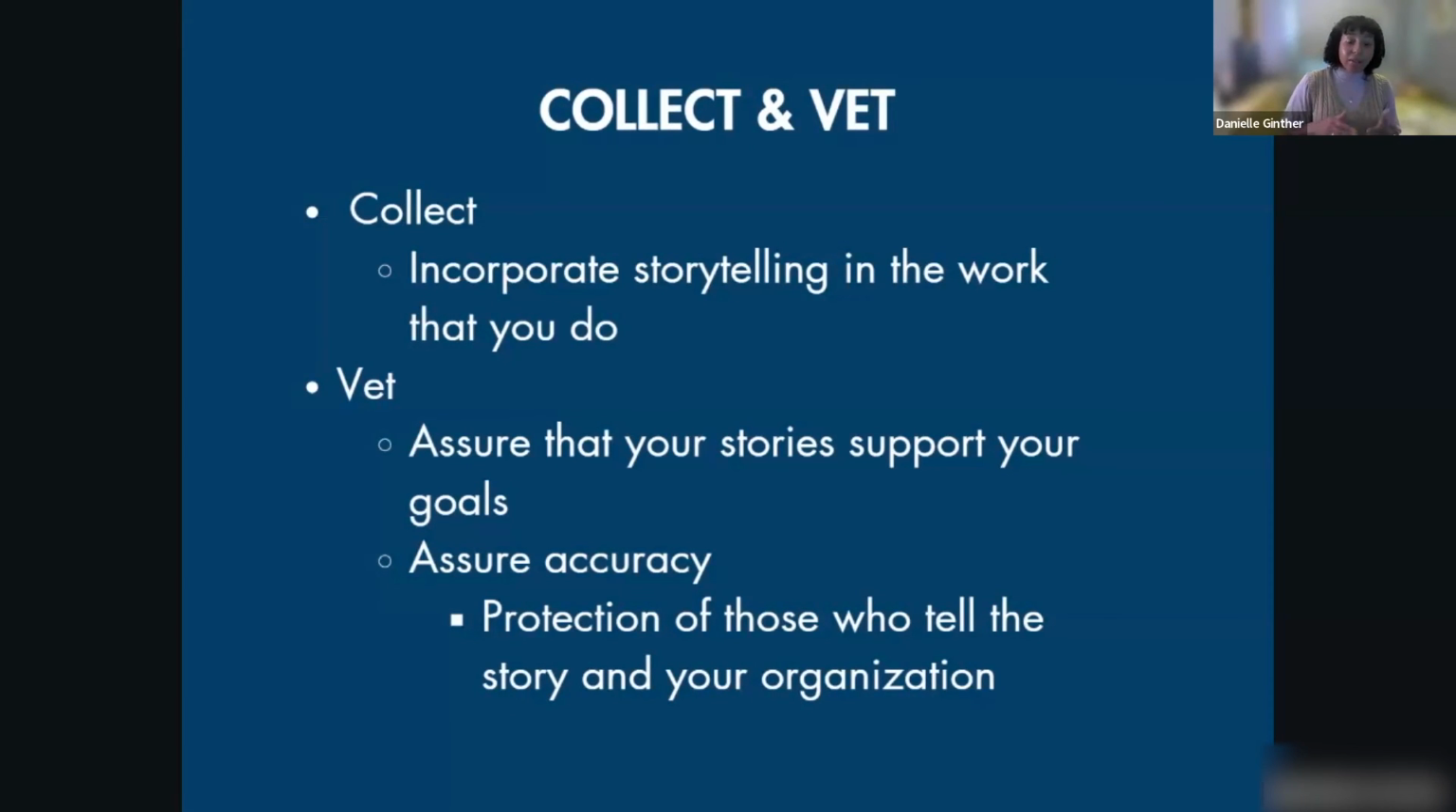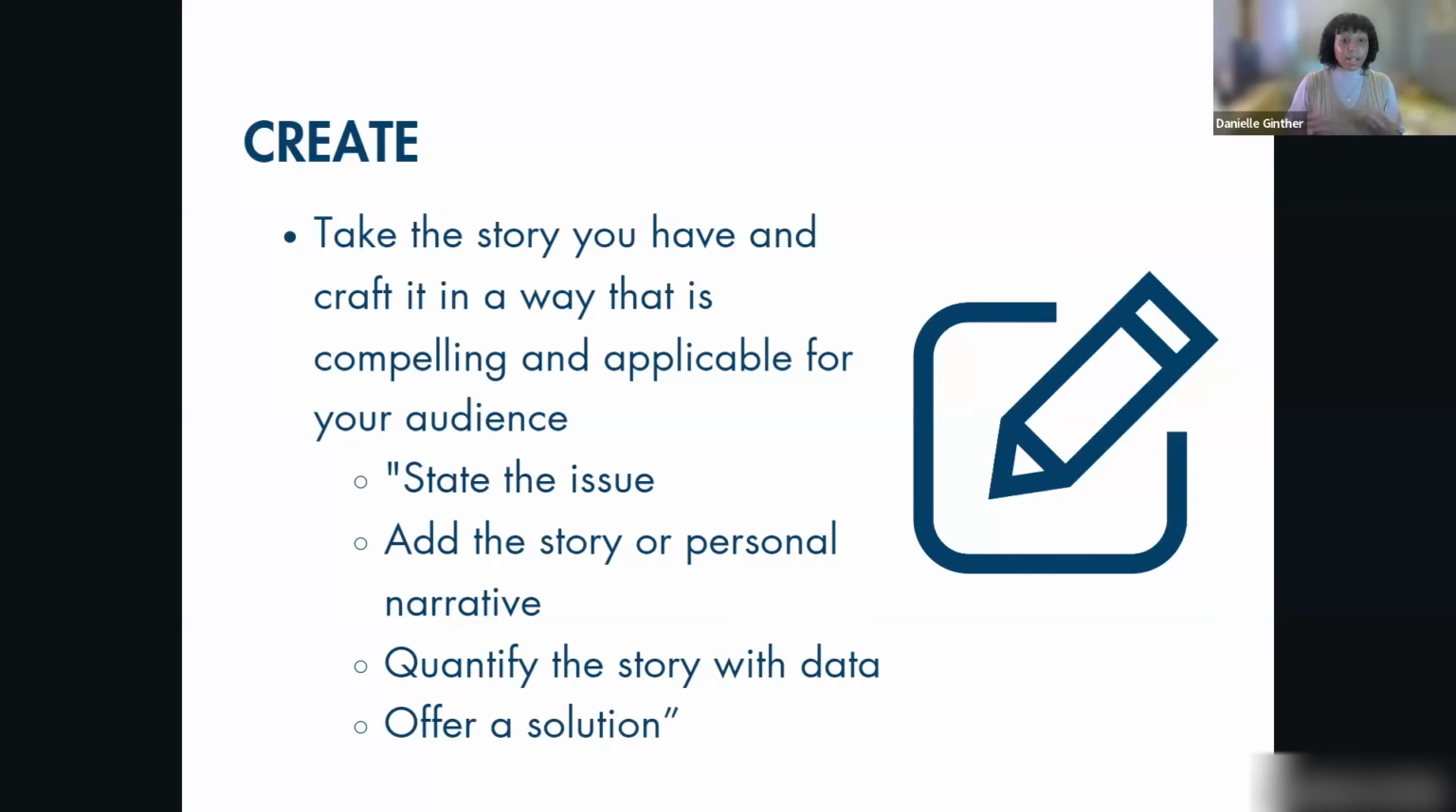And then vet. So assure that your stories support your goals and assure accuracy. Vetting is about protection. So making sure that the people that do share their stories are protected and that what you say is accurate to what they told you. The next step is creating. So take the story you have and craft it in a way that is compelling and applicable to your audience. So state the issue, add the story or personal narrative, quantify the story with data, and then offer a solution or calls to action for your audience.